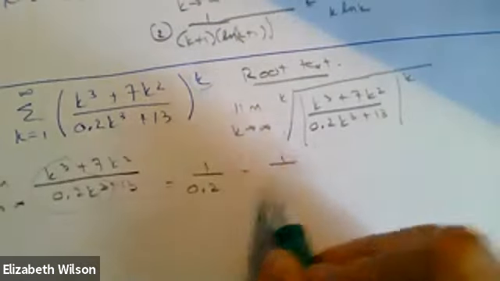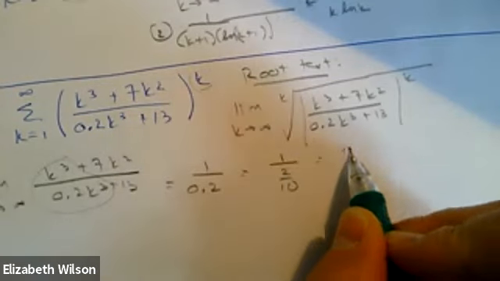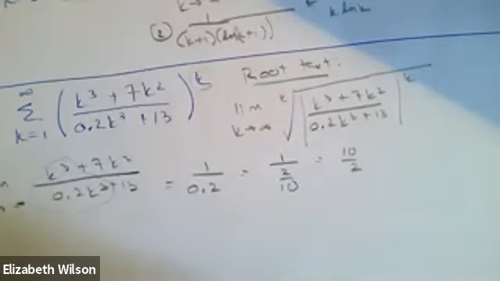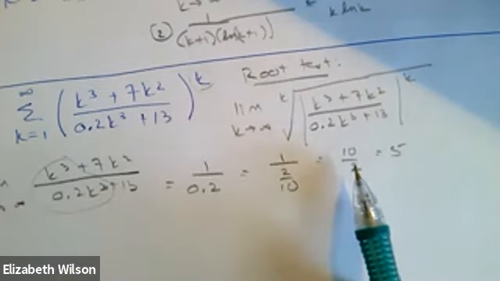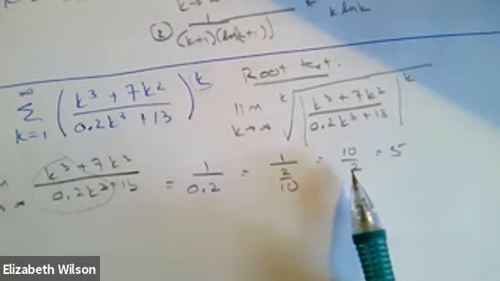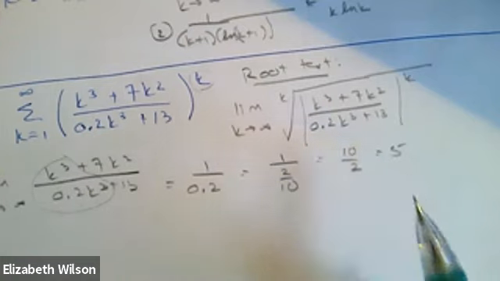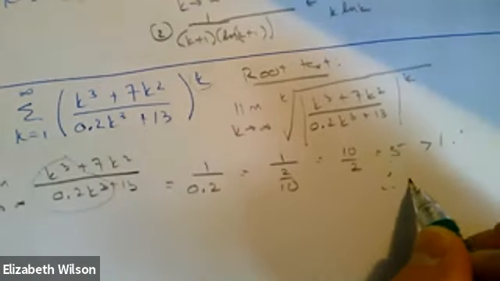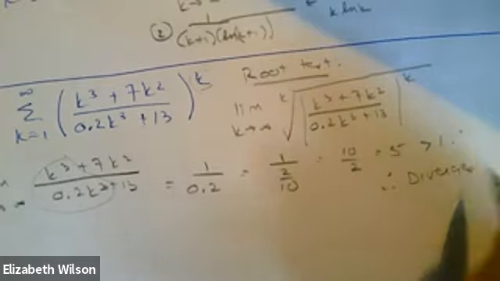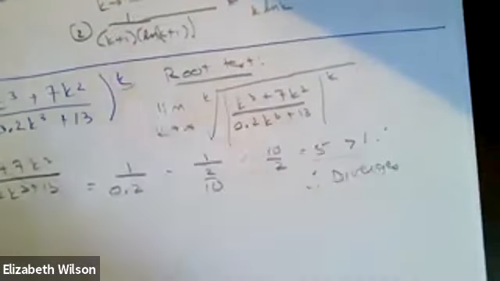Let's think about that one. So 1 over 0.2. This is 1 over 2 over 10, which is equal to 10 over 2, which is equal to 5. Now, my criteria for the root test says that if I want it to converge, this value has to be less than 1. Root test will also tell me about divergence. So if my root test gives me a value that's greater than 1, then I can conclude that this is going to diverge because my value is greater than 1.